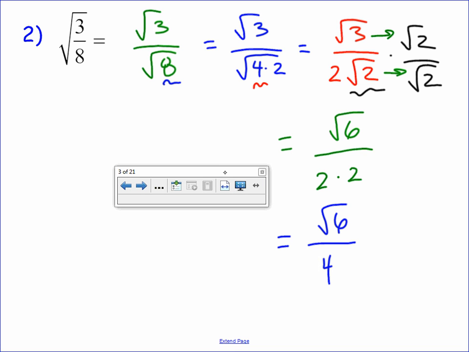Go ahead and check yours, and raise your hand if you got root 6 over 4. Can we get all the way to the end? Good. If you didn't, you probably need to reduce your root 24, or divide out a common factor with the 8 on bottom, and then you'll get here. What questions do you guys have on number 2? Okay, let's continue the party then.